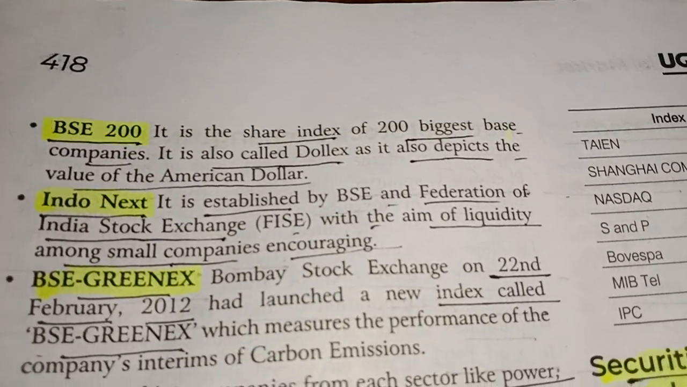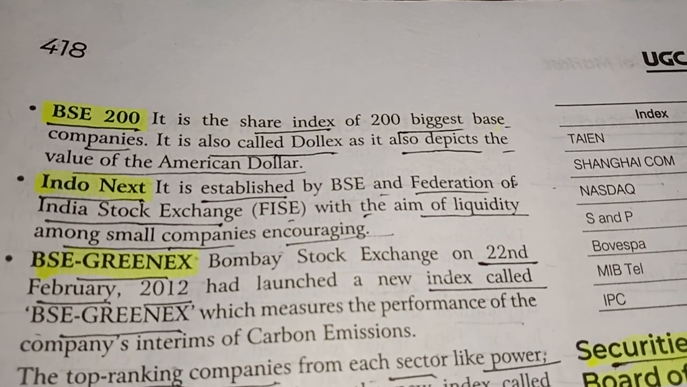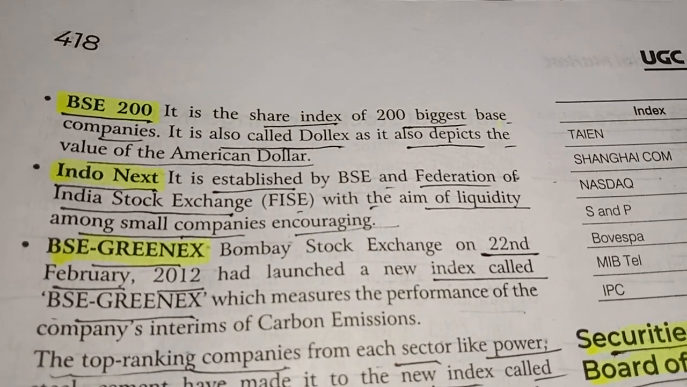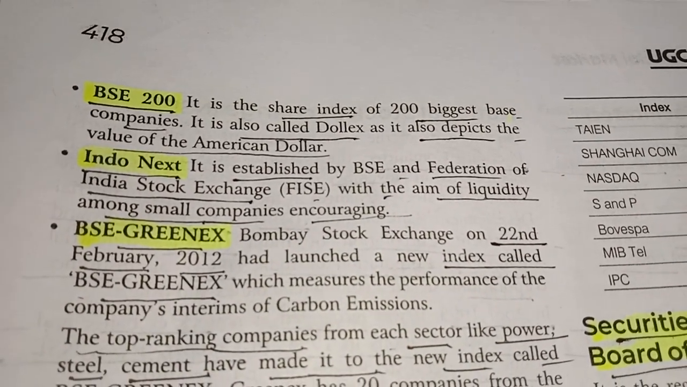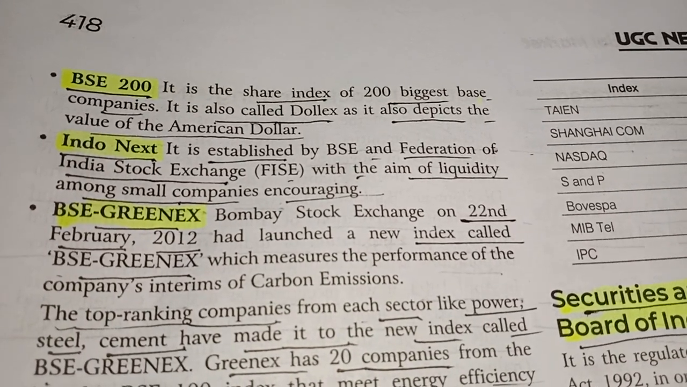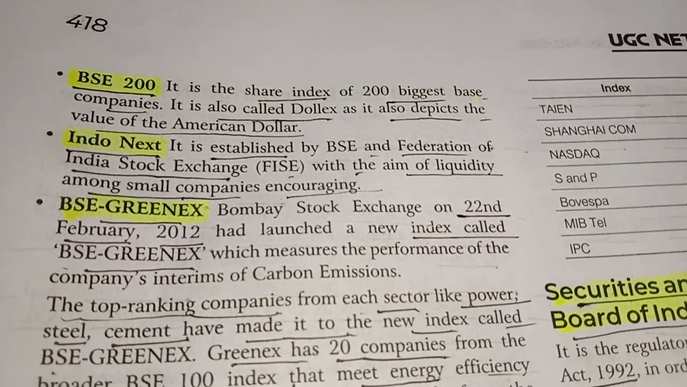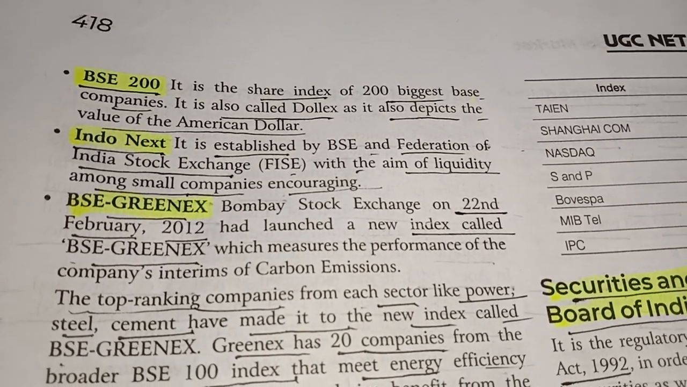BSE 200. It is the share index of the 200 biggest base companies. It is also called Dollex, as it also depicts the value of the American dollar. Indo Next. It is established by BSE and the Federation of Indian Stock Exchanges, FISE, with the aim of providing liquidity among small companies.